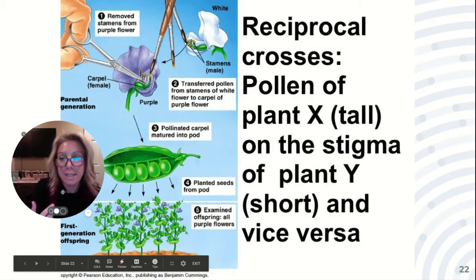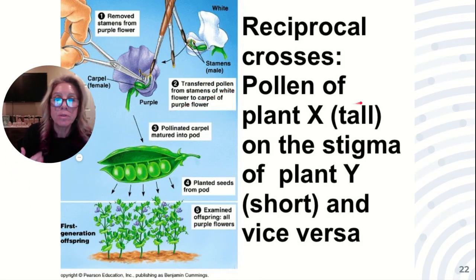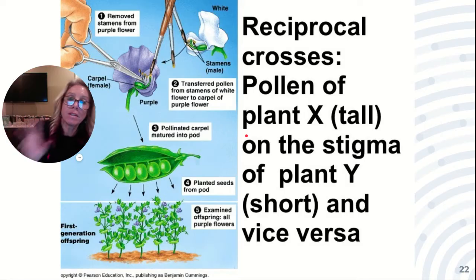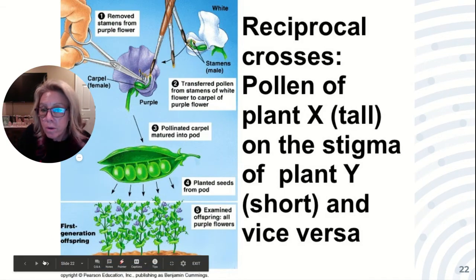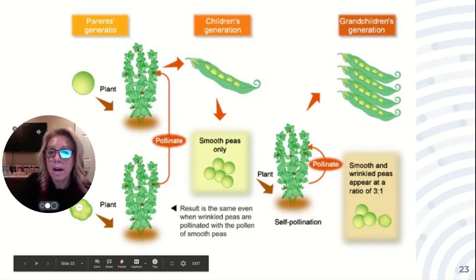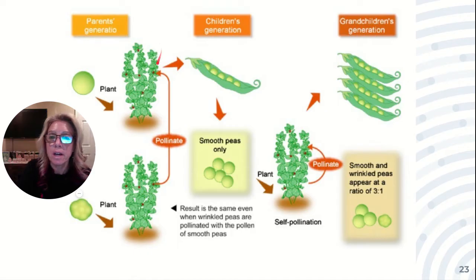So why is that? Well, first of all, when he did his reciprocal crosses, he would take the pollen of plant X onto the stigma of plant Y, and then vice versa. And then he would look at all the offspring that they generated. So here, let's look at this. Here's the original parent plant.